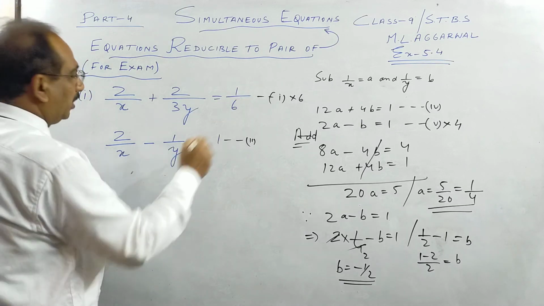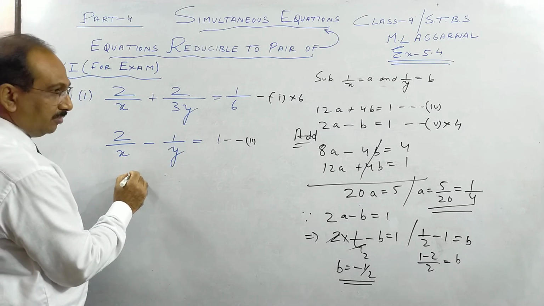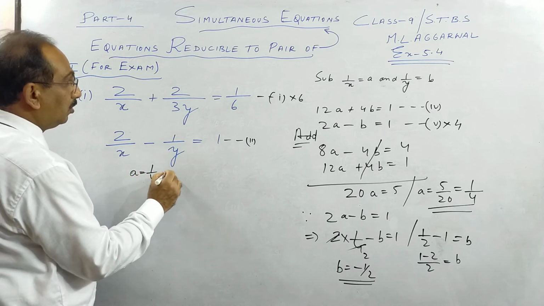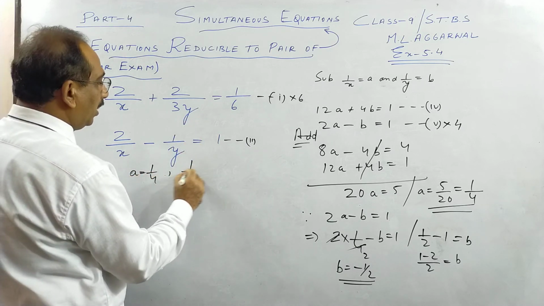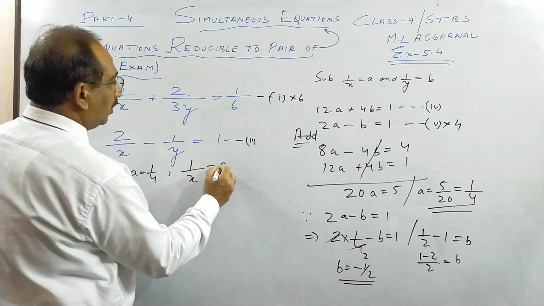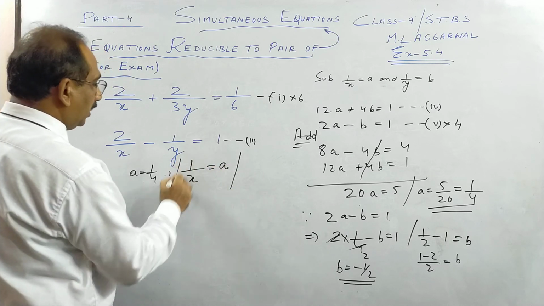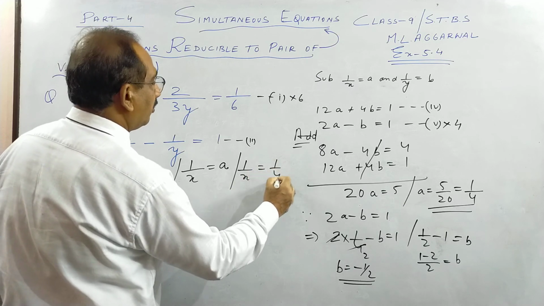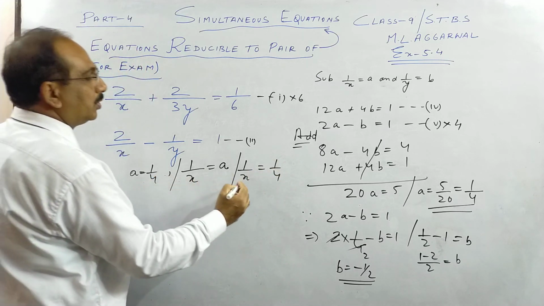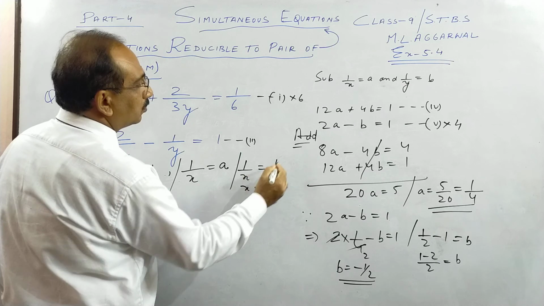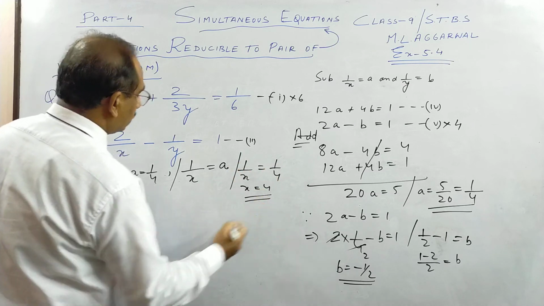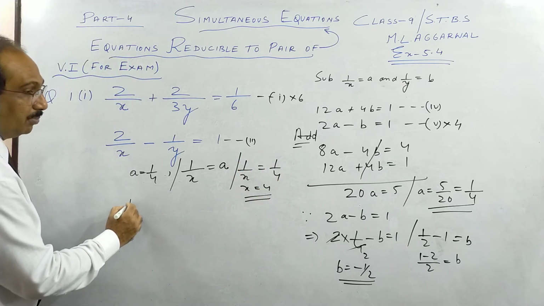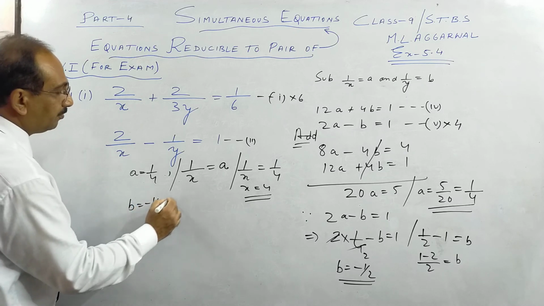We have assumed 1 by x as a. You see we got a as 1 by 4. So 1 by x is equal to a, which means 1 by x is equal to 1 by 4. So a's value I put here. So x is 4. This goes up, this comes here. So x is 4. Now in the same way, b, children, is minus half.